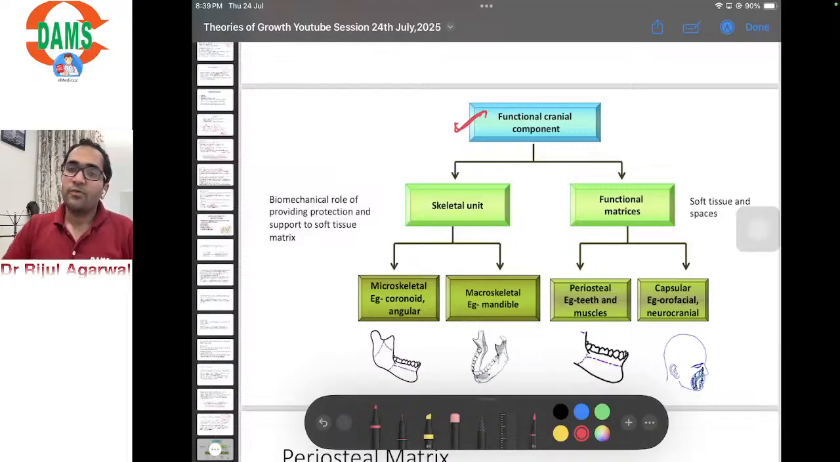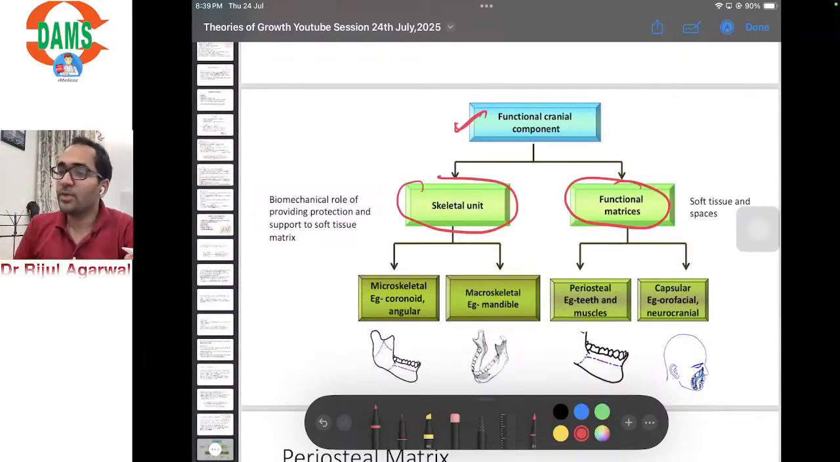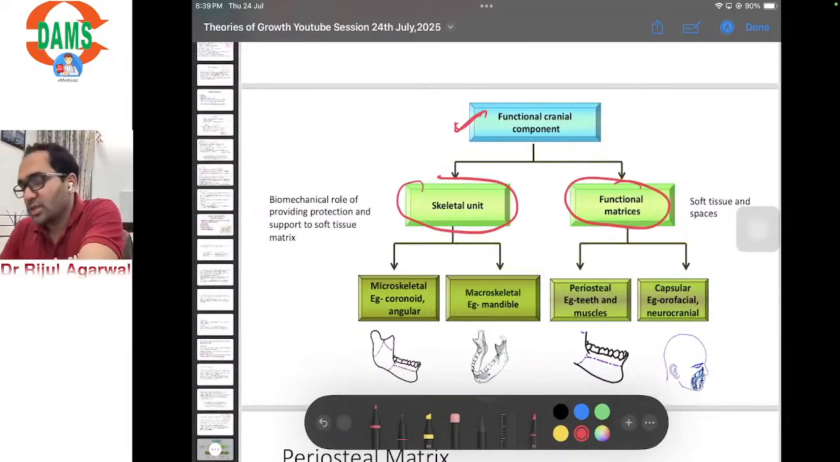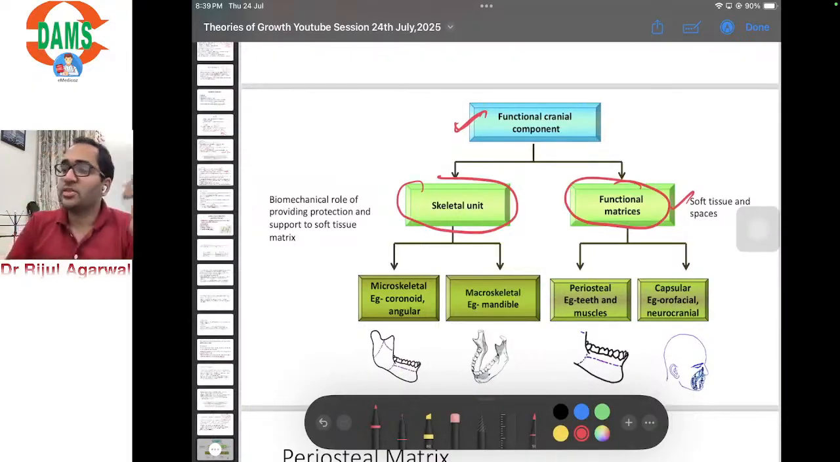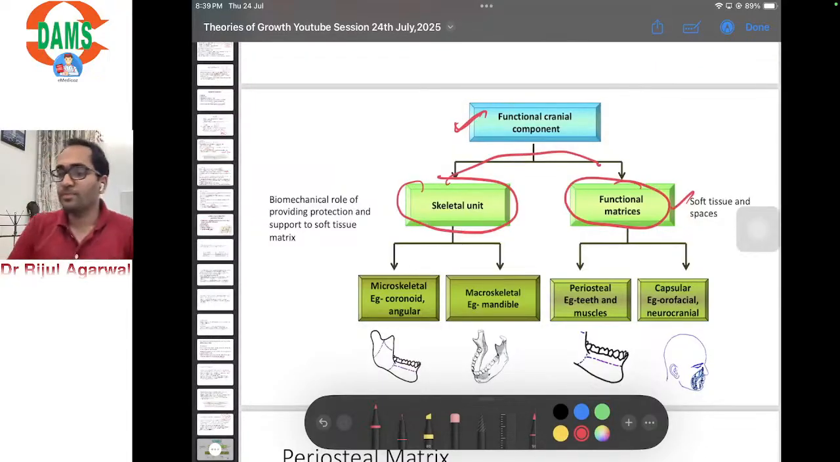As I said, for each specific functional cranial component, you require two things: one hard tissue part and one soft tissue part. So what is the hard tissue part? This is the skeletal unit. The soft tissue part, along with the empty spaces present between them, is the functional matrix. So it consists of soft tissue and the empty spaces surrounding or between them. And the skeletal unit, what does it do? It provides support or framework for this hard tissue, soft tissue part.